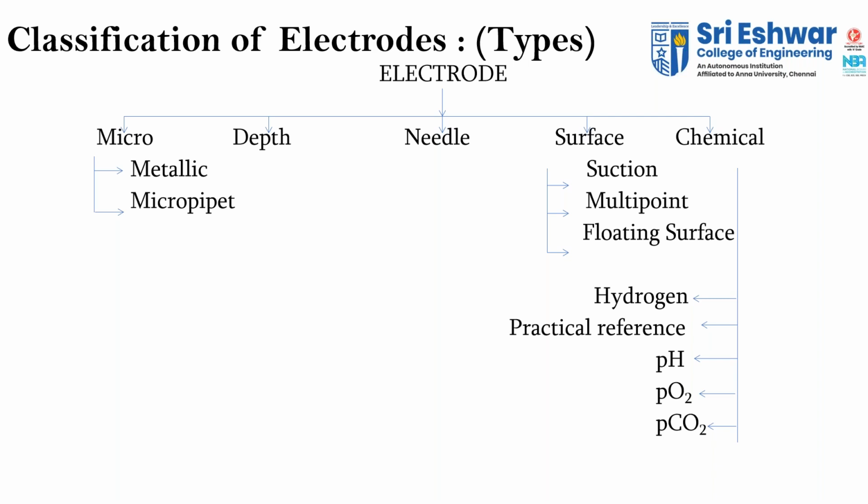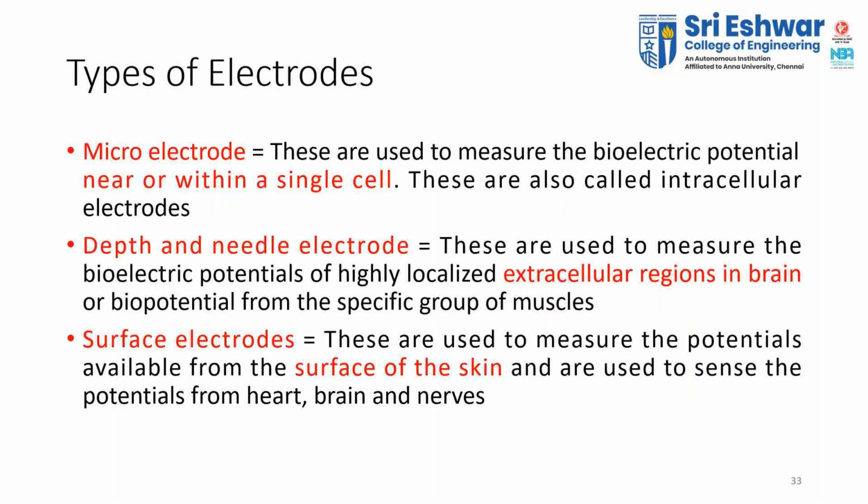The first one is the microelectrode. From the name itself, it denotes that it is used to measure bioelectric potential near or within a single cell. You know the size of a single cell is under a nanometer. So if I want to study single cell operation, I should go for a microelectrode. A microelectrode is very small in size. These are all called intracellular electrodes.